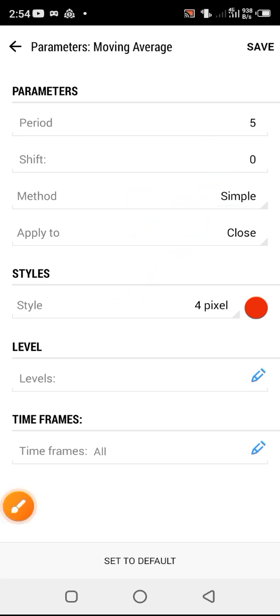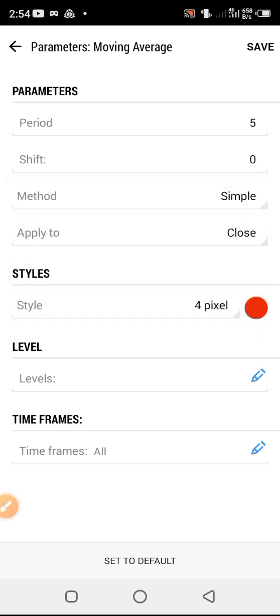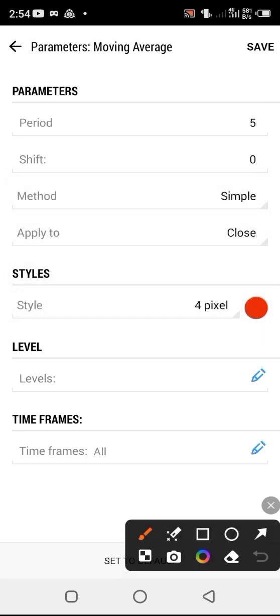Let me click on that method. If you click on the method, you see you have other types. You have exponential, you have smoothed, and you have linear weighted. You have no business with all those ones. Please let it be simple. Click on simple. Simple is what you should have by default.